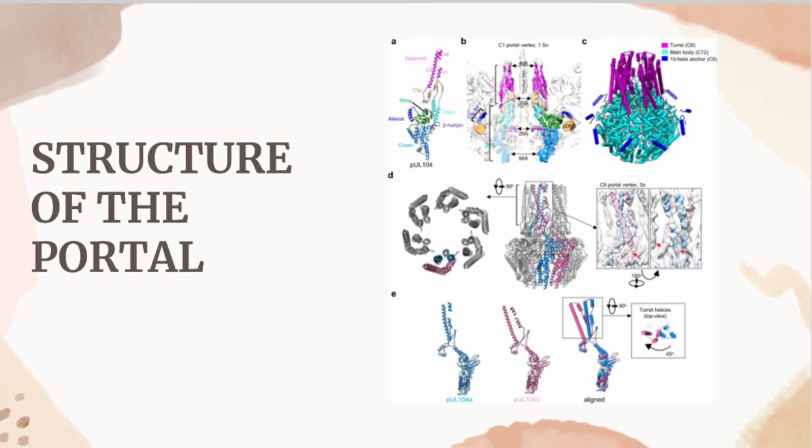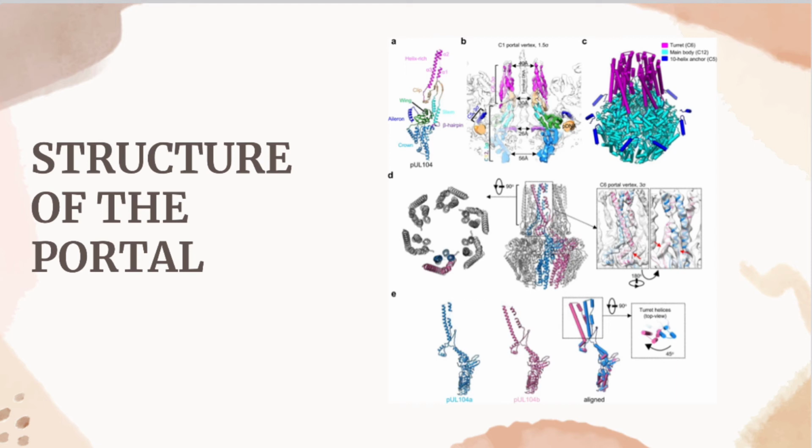The portal protein is colored as indicated, and the contour levels of all protein density maps are indicated. The pipe and plank depiction of the portal, the C6 turret, the C12 main body, and the C5 10-helix anchor are in magenta, cyan, and blue respectively. Atomic model of the portal turret and main body. Left top view of the portal turret showing the 6 coiled coils. Right side view of the portal turret and main body.